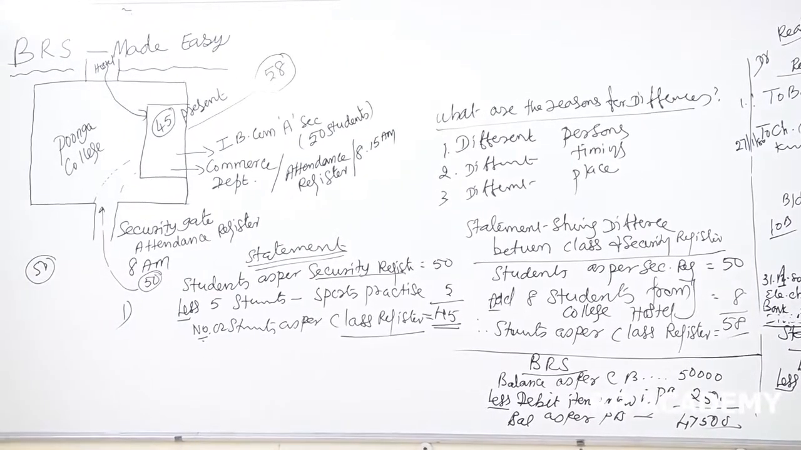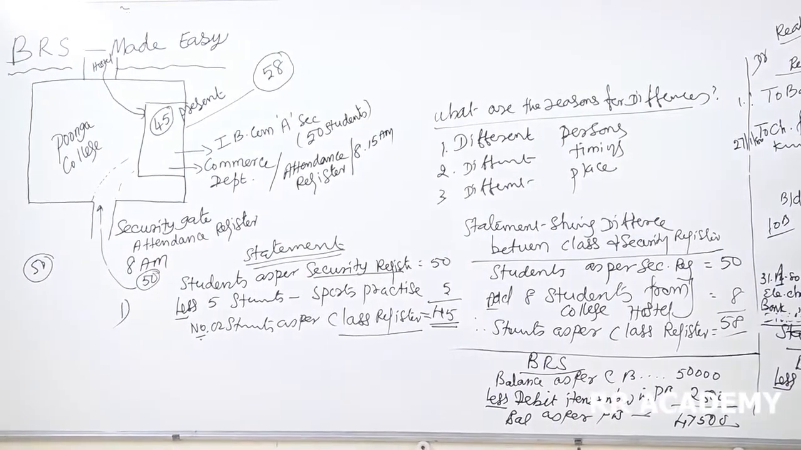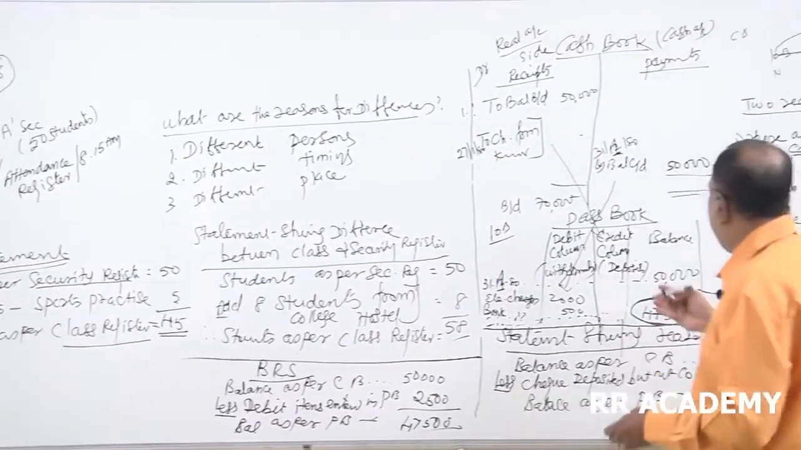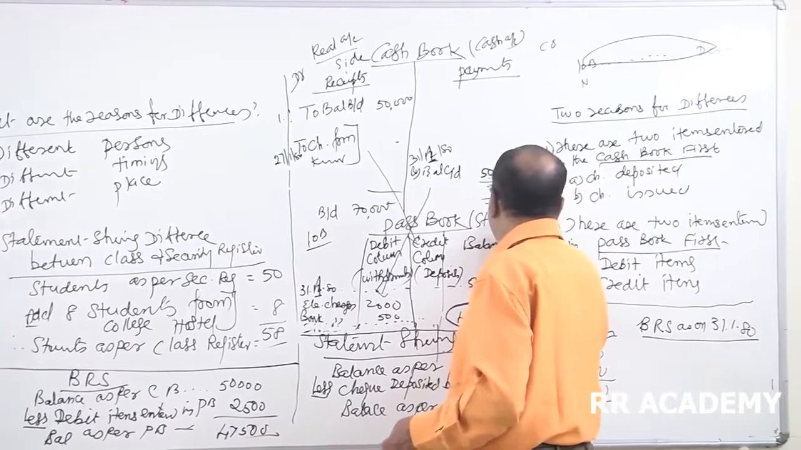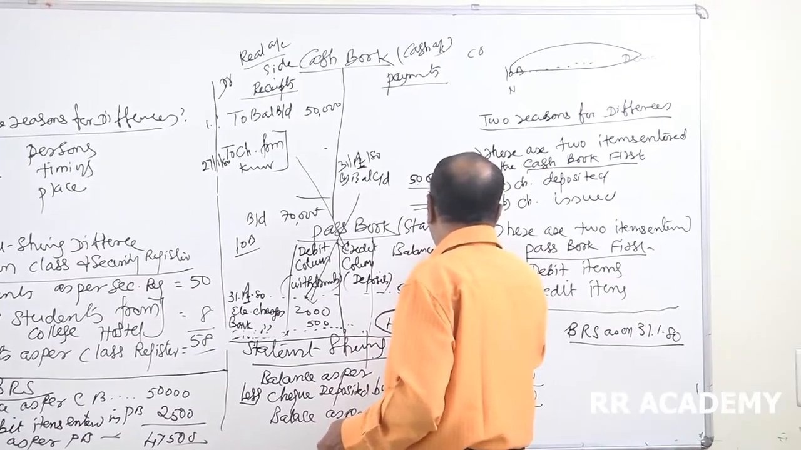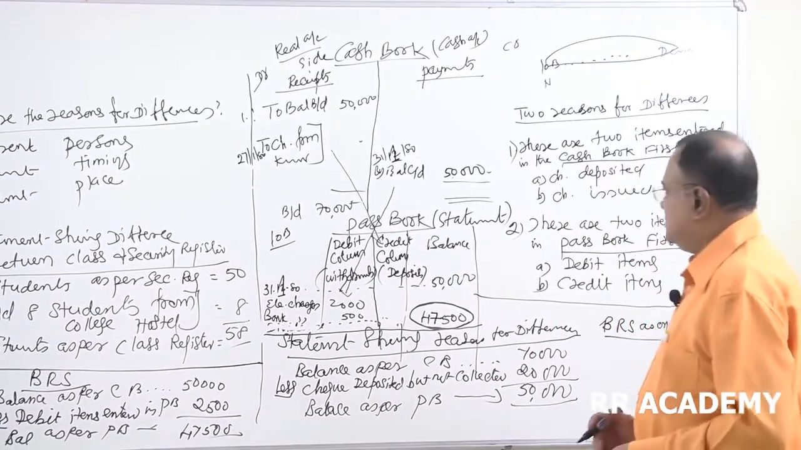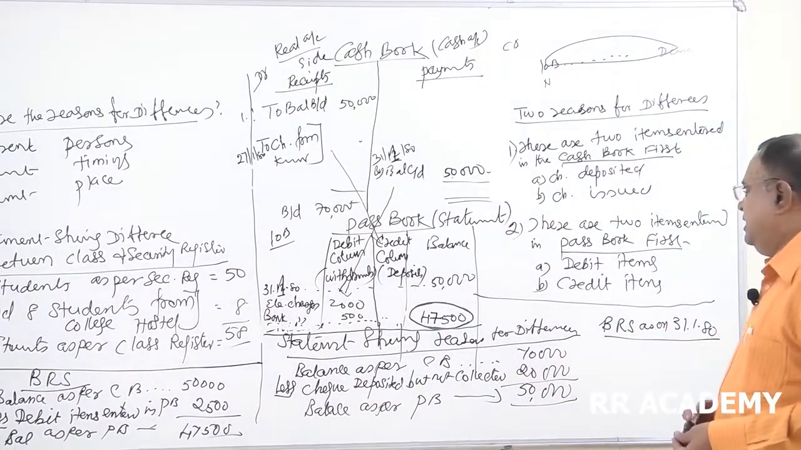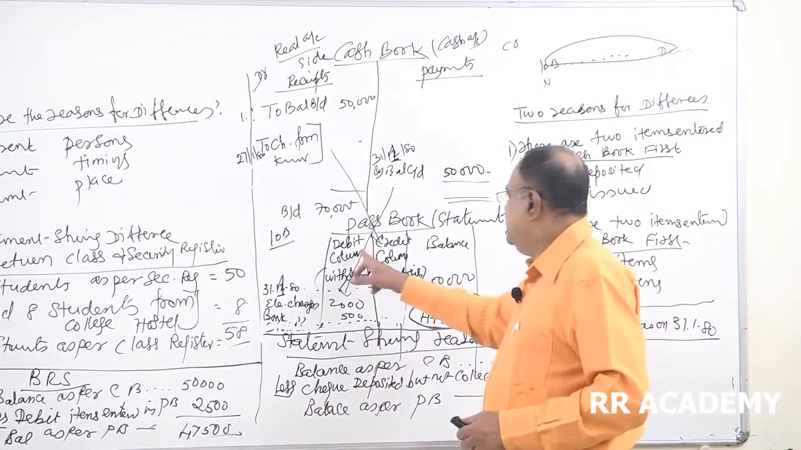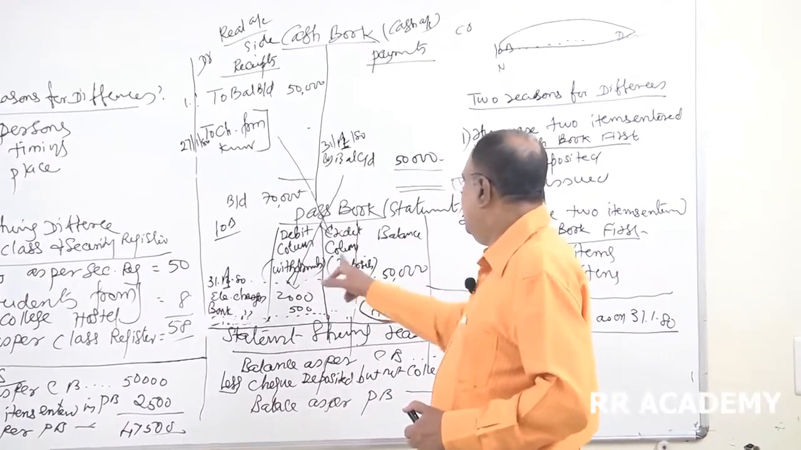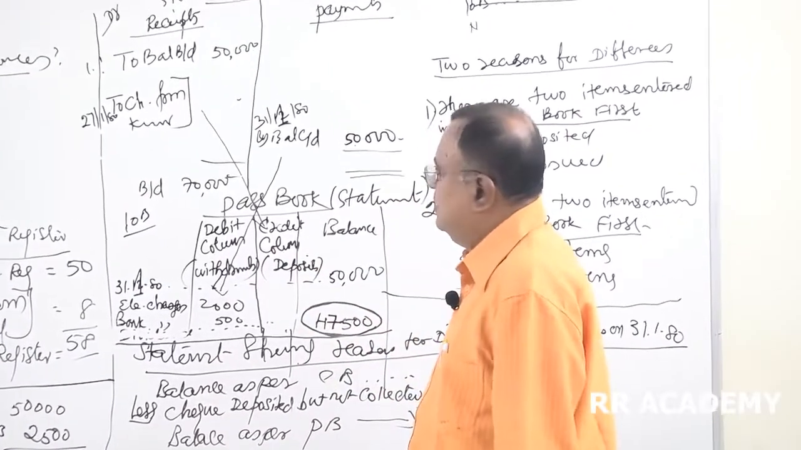The cash book is a real account. The passbook is not an account at all, friends. The passbook is a statement, like a balance sheet. It is a statement, not an account. Here also there is a debit column and a credit column, withdrawals and deposits, but it is not an account.